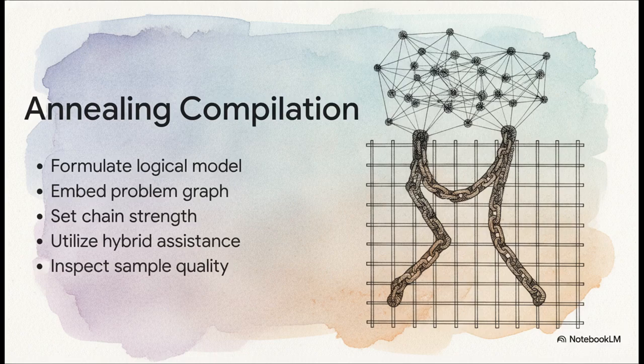To make it fit, you often have to set chain strengths, meaning you chain multiple physical qubits together just to represent one single logical variable. This minor embedding overhead can drastically inflate your costs, completely eating up your measurement budget and impacting sample quality before the calculation even gets going. You really have to lean on hybrid classical assistance and carefully inspect those sample energies.